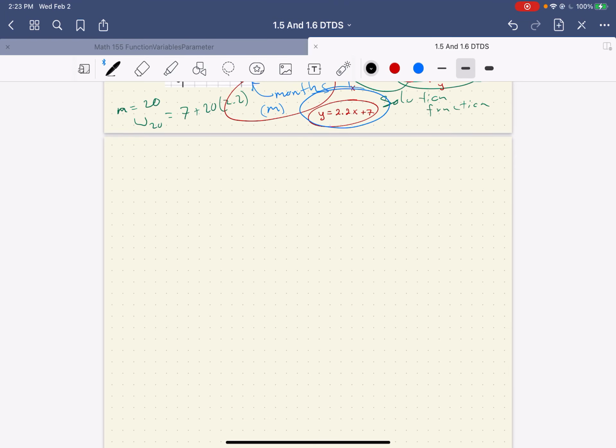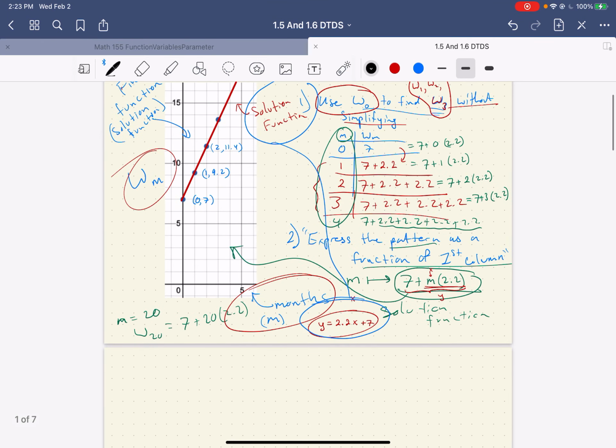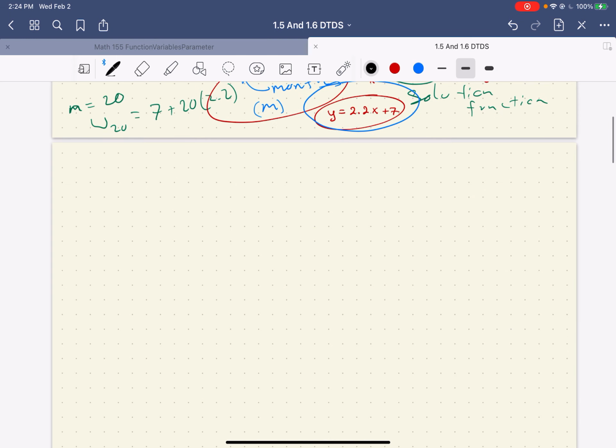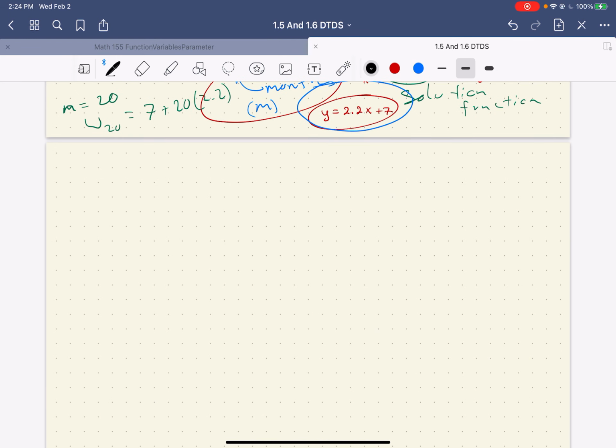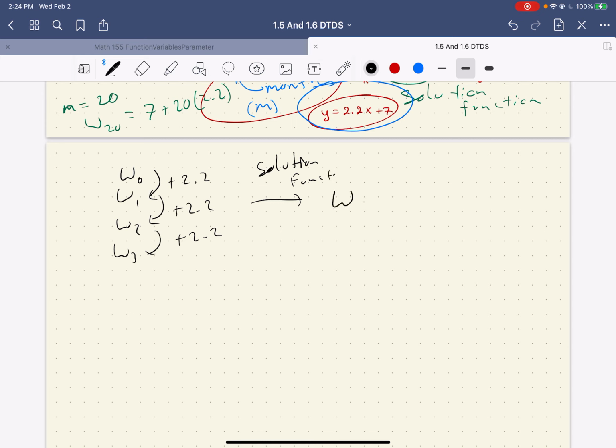All right. So last time, what we found was when we had some data, W0, W1, W2 and W3, where each time we added a constant, 2.2, then it turns out we could find a solution function, and W as a function of m was 2.2m plus 7. Okay.